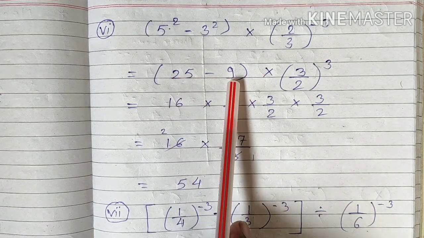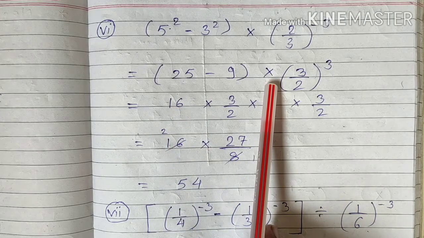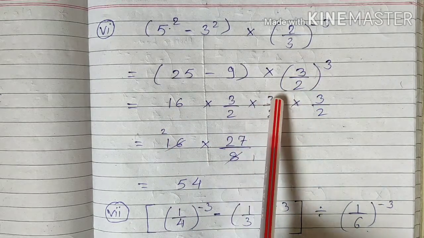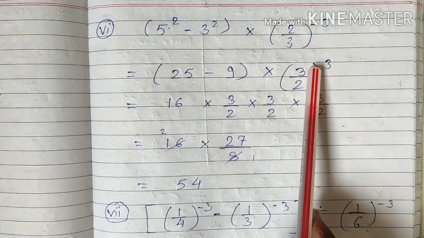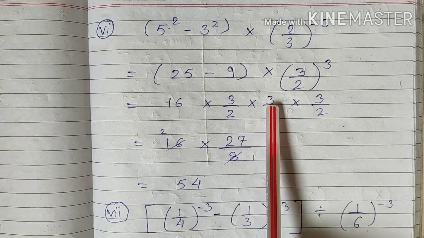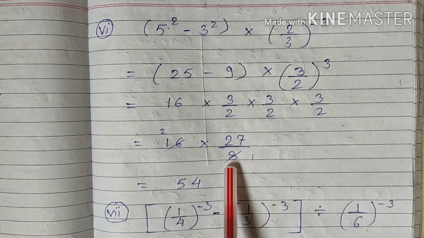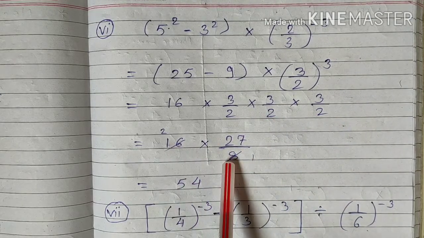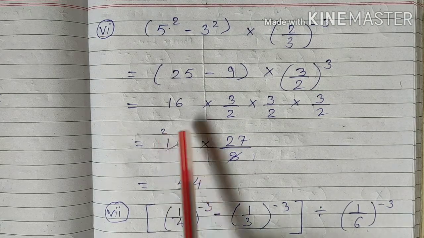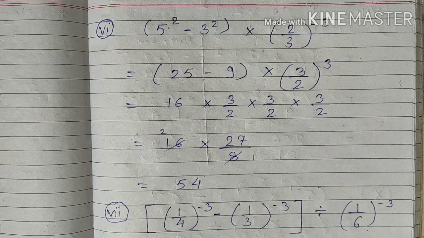Subtraction of these two, 25 minus 9 is 16, multiplied by 3 upon 2, 3 upon 2 and 3 upon 2, because 3 by 2 raised to 3 is there. So 16 as it is, 3 3s are 9, 9 3s are 27, 2 2s are 4, 4 2s are 8. 8 1s are 8, 8 2s are 16, and 2 multiplied by 27 is 54. So the final answer is 54.